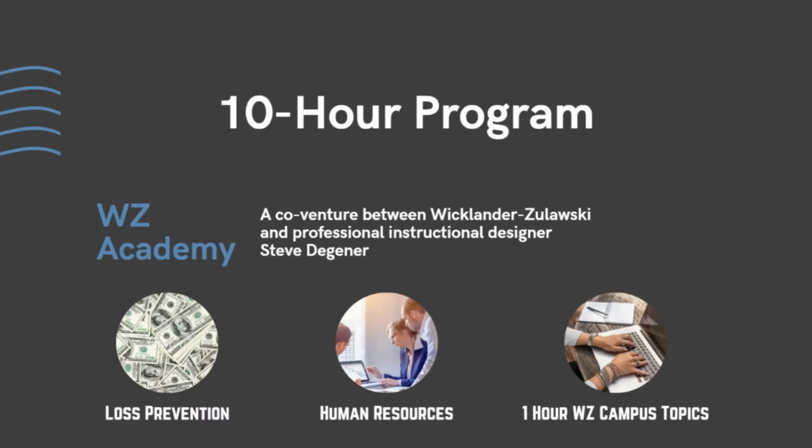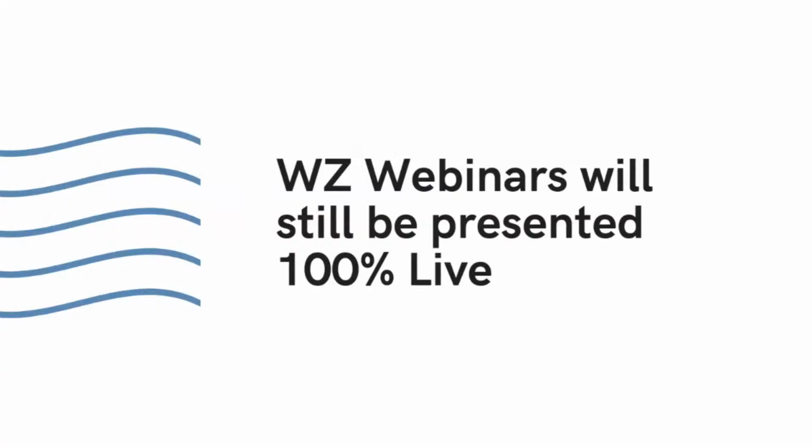Another online resource we have for you is the 10-hour program that was designed between WZ and Steve Degner. The WZ Academy is an online learning resource. We have programs tailored to loss prevention and to human resources. We have shorter WZ campus topics that are online learning, which should take you about an hour on various topics. And I believe they'll be doing some redesign as well. I do believe Steve Degner has a new program coming out for the public sector as well. So that's another option available to you when you get in contact with us about what's going on with that.